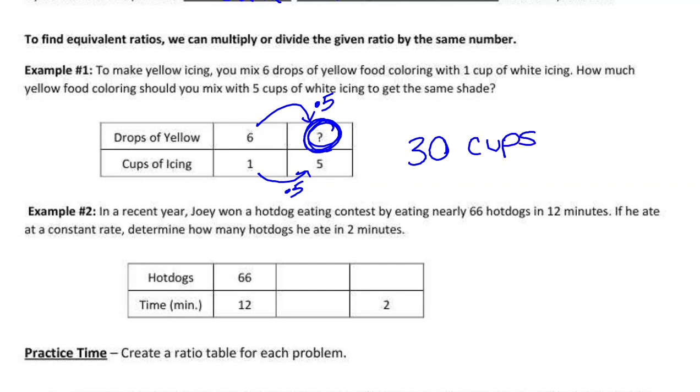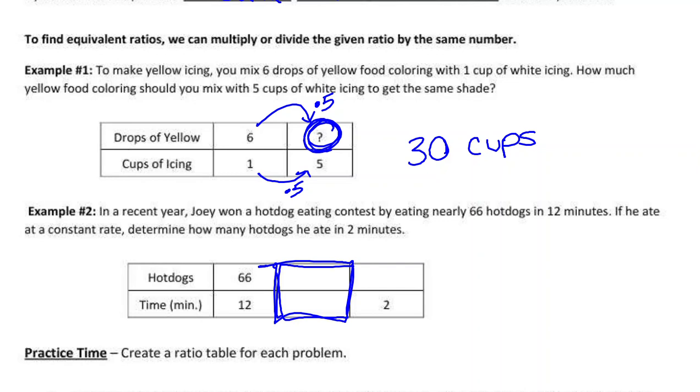If I look at example 2, in a recent year, Joey won a hot dog eating contest by eating nearly 66 hot dogs in 12 minutes. That's outrageous. If he ate at a consistent rate, determine how many hot dogs he ate in 2 minutes. Now, in this particular problem, you don't necessarily need that middle pit stop box right here. But they're asking us to fill it in, so we can fill it in.